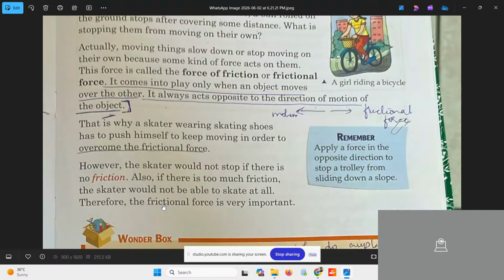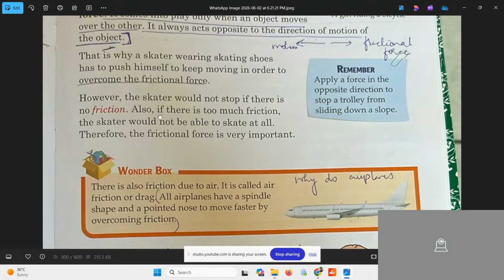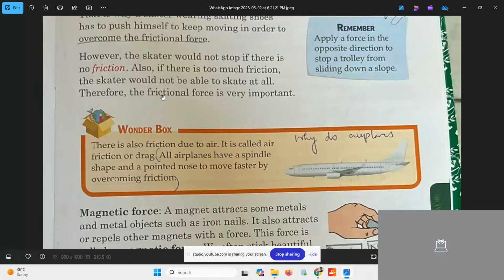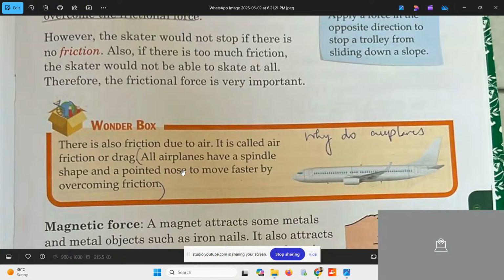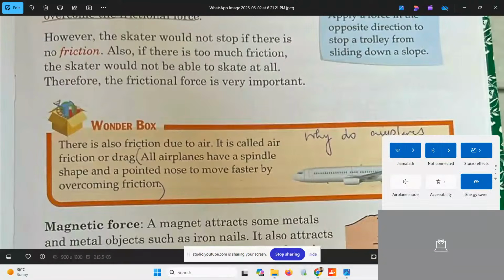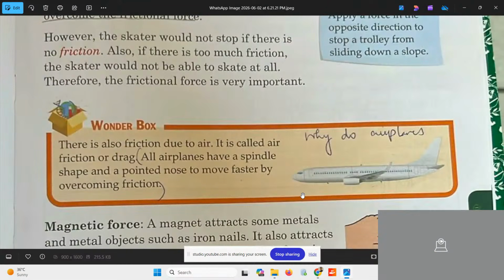Teacher is giving you some other important concepts. There is also friction with air. It is called air friction or drag. What kind of questions will he ask you? He will ask what air friction is called. What you have to answer is: air friction is called drag.